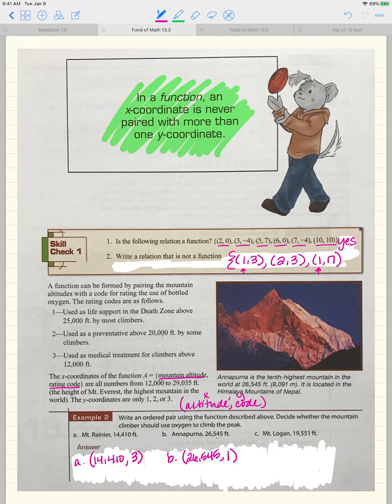Last, C, we have Mount Logan at 19,551 feet. 19,551 is our x. Which code is it going to be? Well, greater than 12,000.